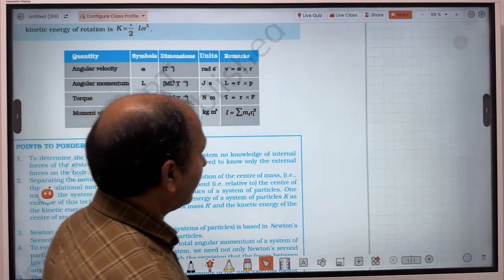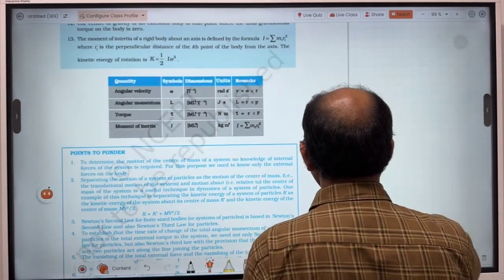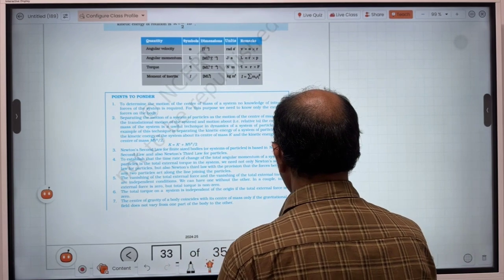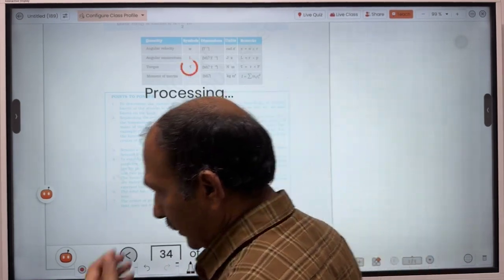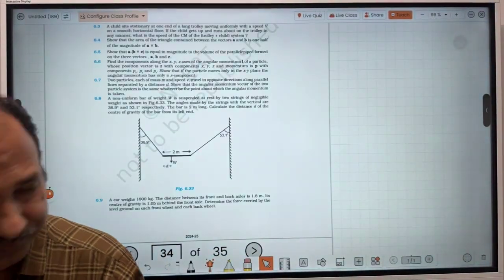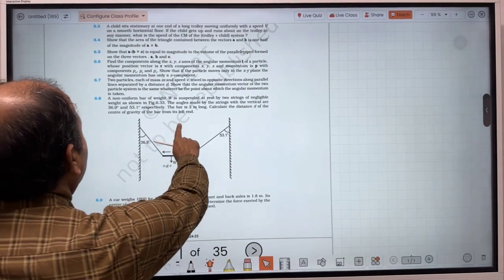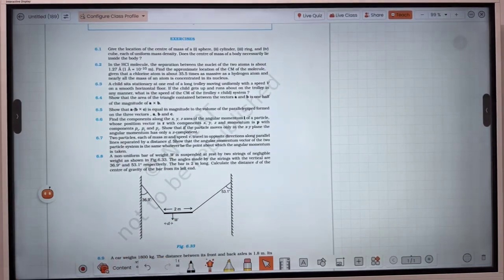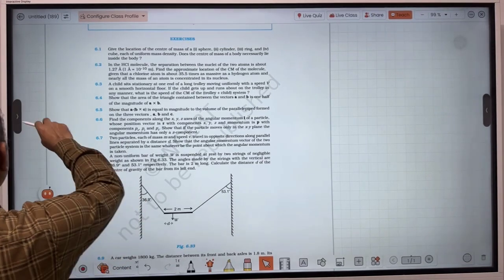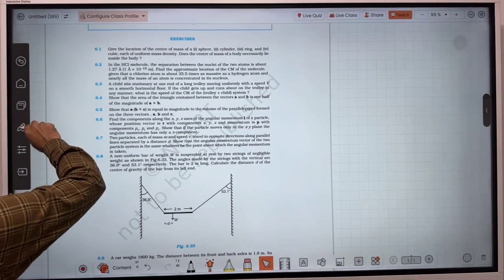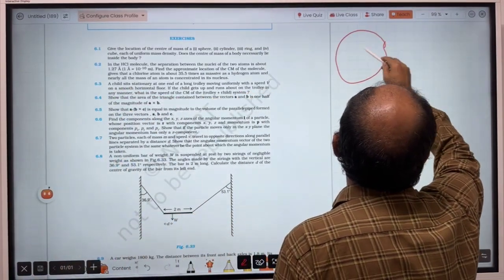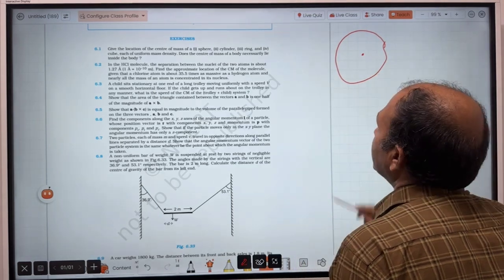Now we are going to see some numericals based on this chapter. So numericals are, here the first question says give the location of center of mass of sphere. So in case of sphere, mass is uniformly distributed. So its center of mass will lie at the geometrical center.